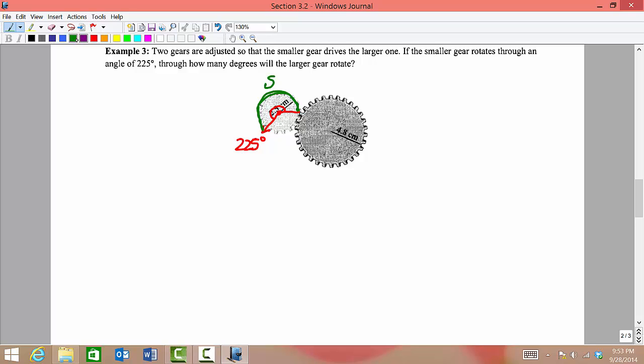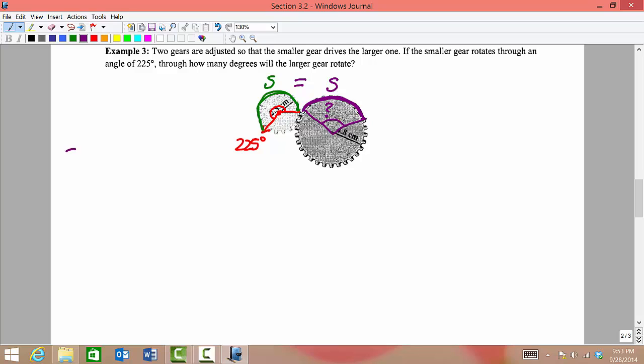Now as the smaller gear moves, the larger gear also moves. It's being driven by the smaller gear. The arc length that a point on this gear would move would be exactly the same as the arc length of the smaller gear. So these arc lengths that we're measuring off will be the same. What we want to know is, what is this angle that the larger gear would move through in degrees? So let's find the arc length here of the smaller gear.